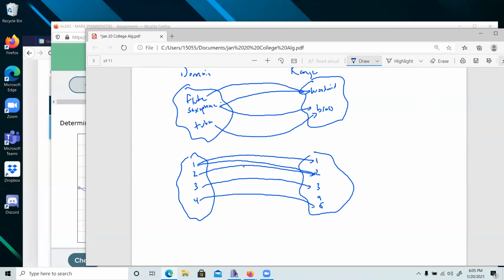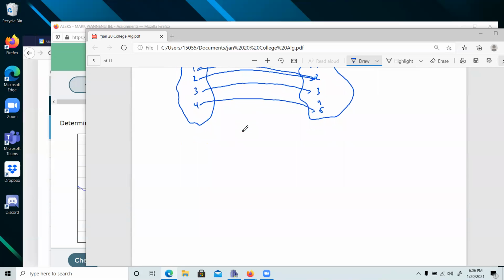Okay. Look, what about this 4 here? There's no rule that says that everything in the range has to get mapped. We don't care. But here, 1 got mapped to 1 and 2. So we know it's not a function. But let me look at a graph and see what this graph would look like.